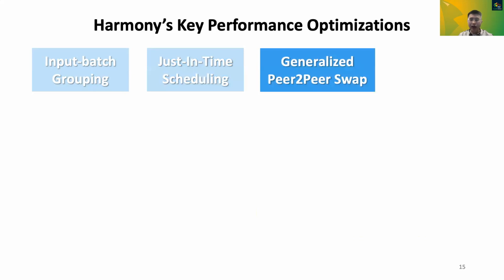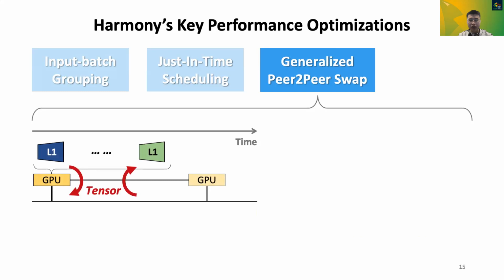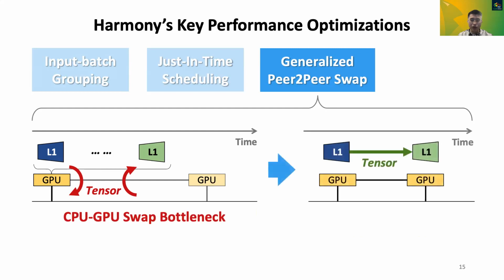Third is generalized peer-to-peer swap. In vanilla training, each GPU memory is virtualized individually without knowing other GPUs. As a result, all tensors are swapped to the CPU and cause a swap bottleneck. With P2P swap, we move the original CPU-GPU swap onto the P2P link such that there is no more CPU-GPU swap.